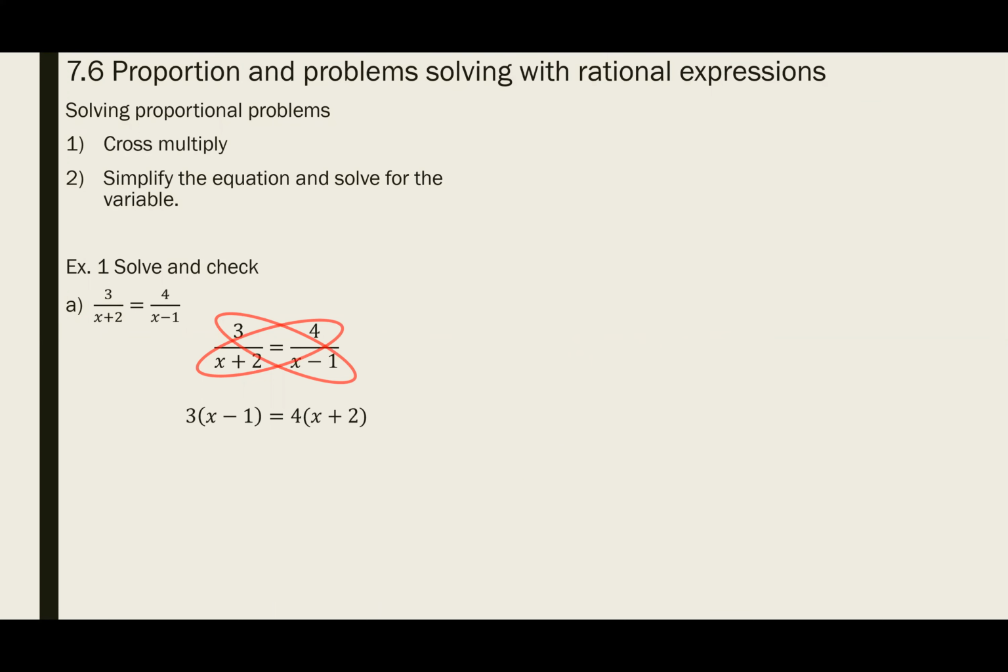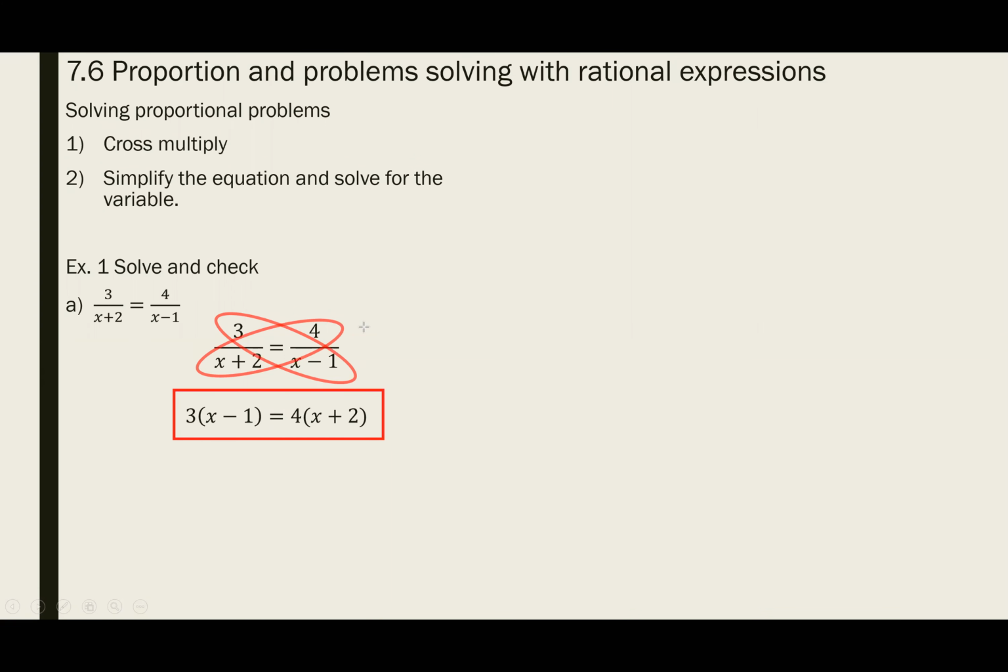And if you cross multiply now, this is your problem, ladies and gentlemen. There's nothing else to do other than solve for x. To solve for x, you need to distribute the 3 in. 3 times x is 3x, and 3 times negative 1 is negative 3. And 4 times x is 4x, and 4 times 2 is 8.